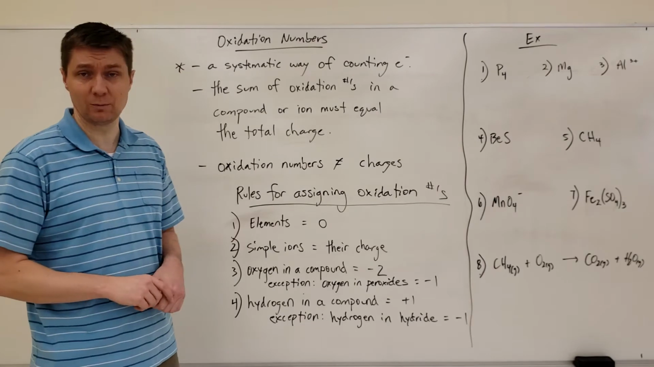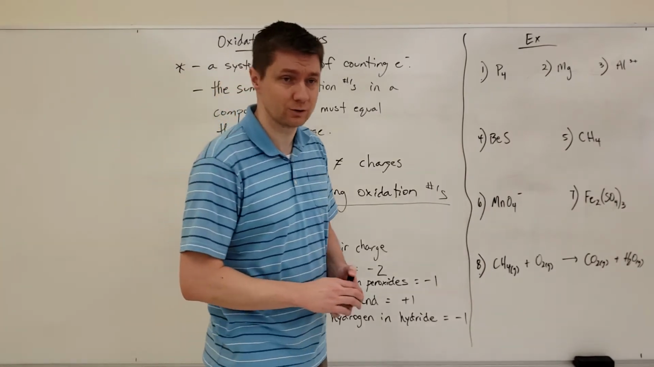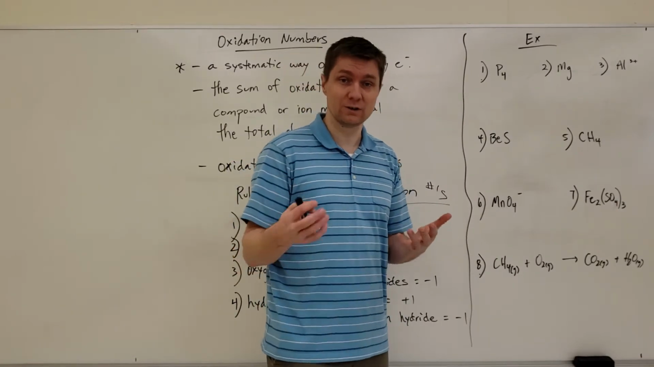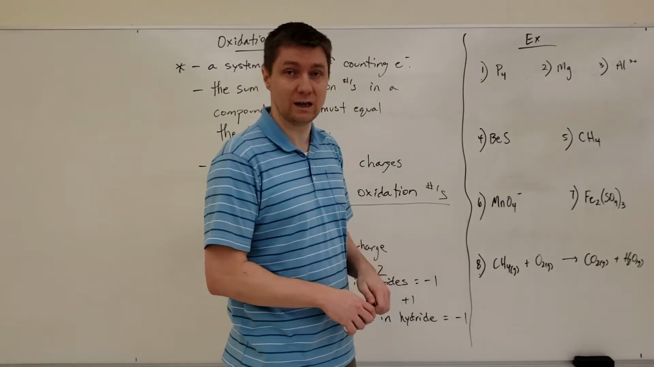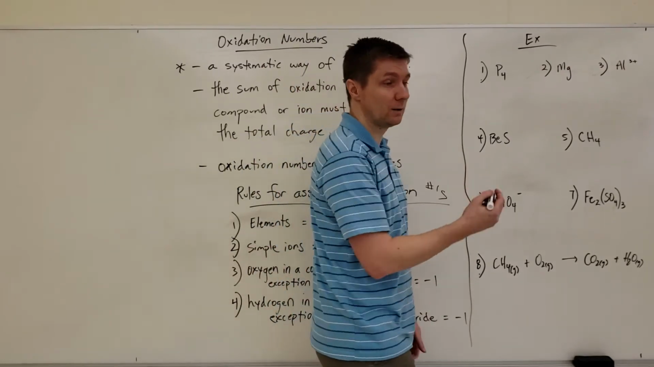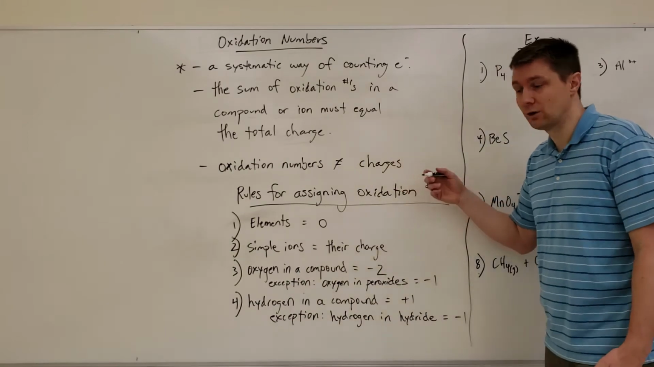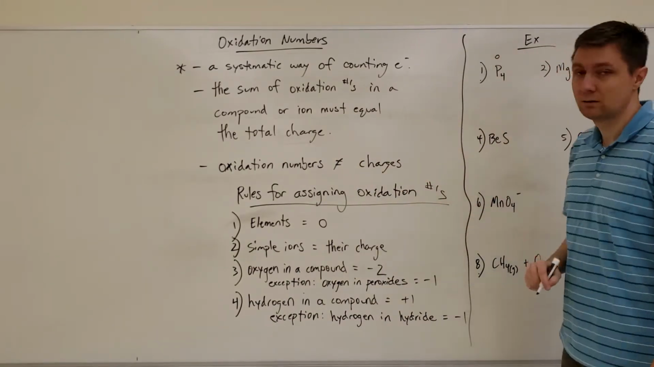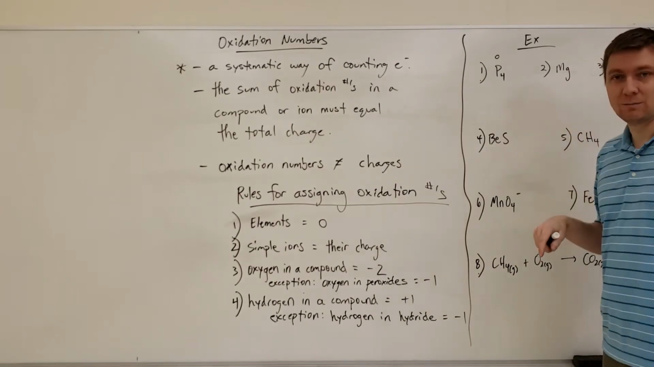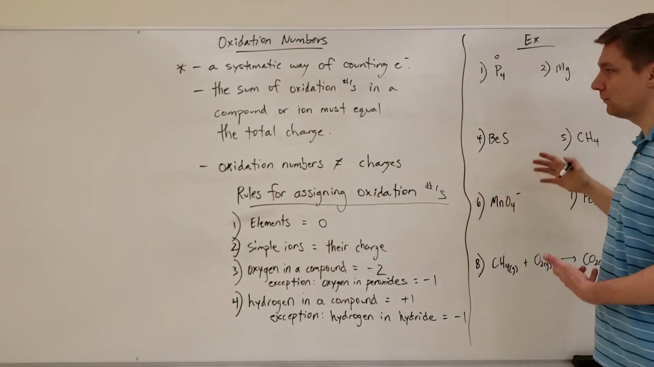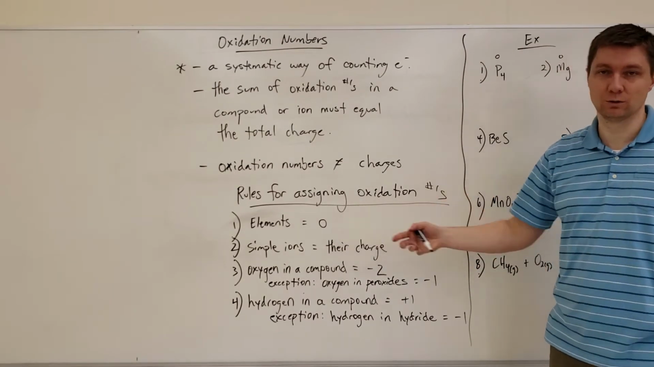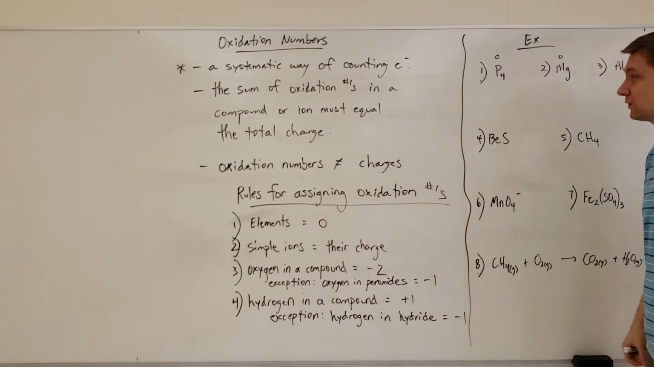So here's a couple of examples showing you how to assign oxidation numbers. First of all, this one right here, P4, that's an element. Phosphorus by itself is P4, in its elemental form, and so the oxidation number for P4 is just 0. The way that I'm going to do that is I'm just going to write the 0 just above the element to show what the oxidation number is. This is magnesium. Again, it's in its elemental form, it has no charge, and it follows this rule: it's an element, so its oxidation number is 0.